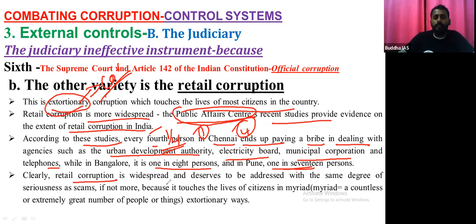Clearly, retail corruption is widespread and deserves to be addressed with the same degree of seriousness as scams, if not more, because it touches the lives of citizens in countless ways. Right? So here the point is that the Supreme Court in particular and the judiciary in general is able to curtail corruption at the higher level. And these are with respect to the cases which are brought in front of them. But it is not able to control the corruption at the grassroots level.